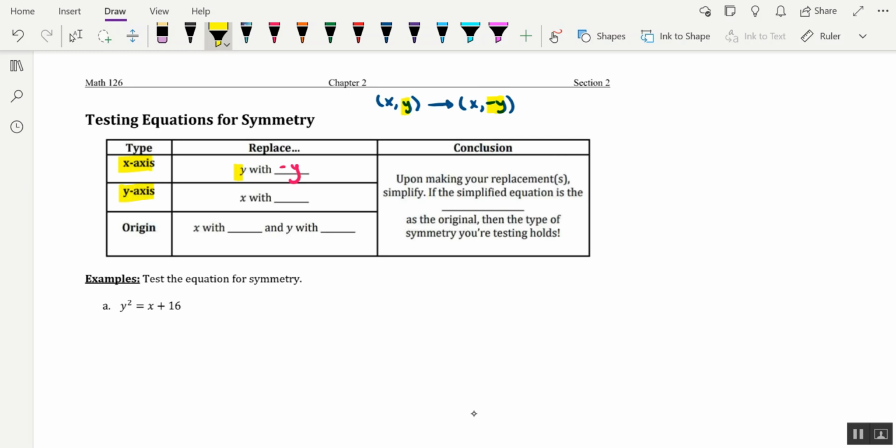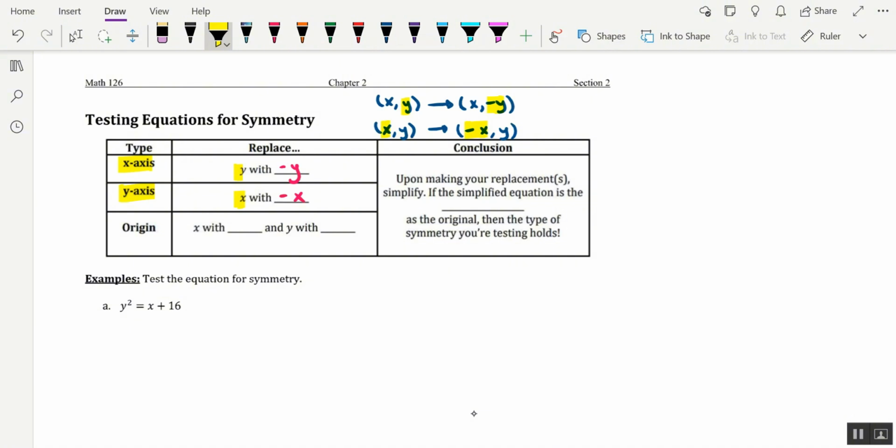For y-axis symmetry, we're going to replace x with, you guessed it, negative x. Similar reasoning here. If an equation has y-axis symmetry, then for any point that's on the graph (x, y), there's going to be a corresponding point with coordinates (negative x, y). So that's why we replace x with negative x when testing an equation for y-axis symmetry.